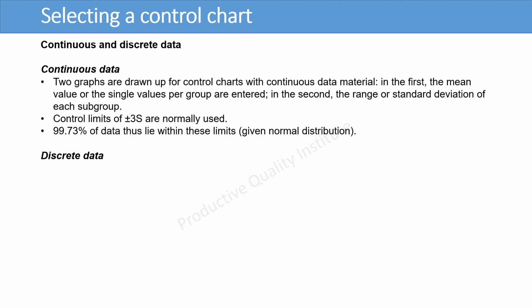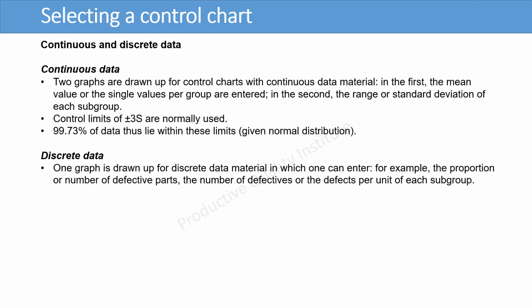Discrete data. 1 graph is drawn up for discrete data material in which one can enter, for example, the proportion or number of defective parts, the number of defectives, or the defects per unit of each subgroup.